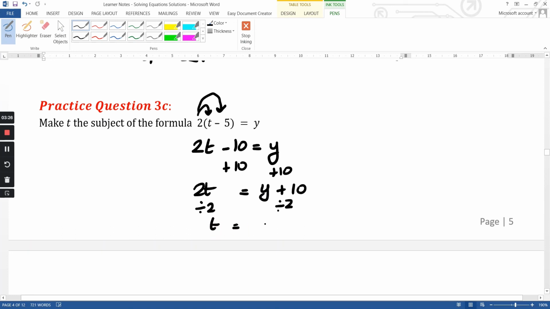T equals all of that over 2. Yeah, and I know some people might have written it like that as well. That's absolutely fine. Both answers are perfectly fine. You don't have to. Me personally, I would just leave it like that. It's t equals y plus 10 over 2. Just leave it like that.